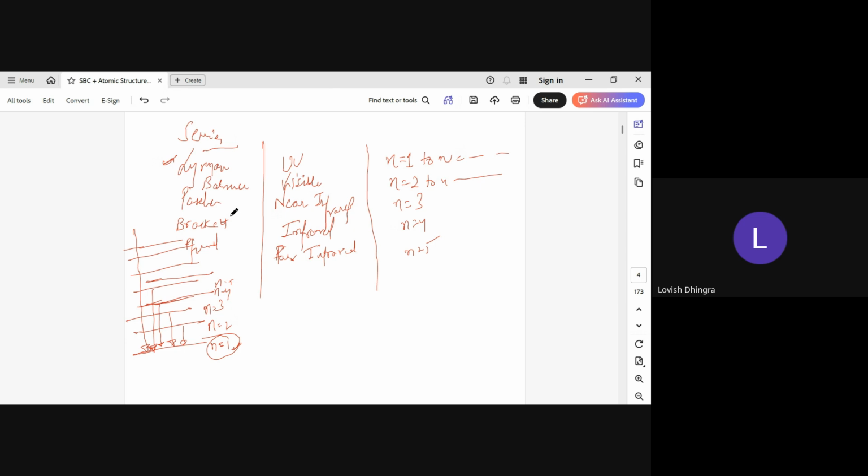Similarly, for Balmer, the minimum energy level will now be 2. So it can be from 5 to 2, 4 to 2, 3 to 2, 6 to 2, like that. Any doubt? No, sir. Okay, what is Rydberg's equation?